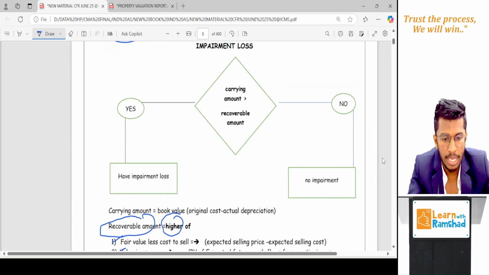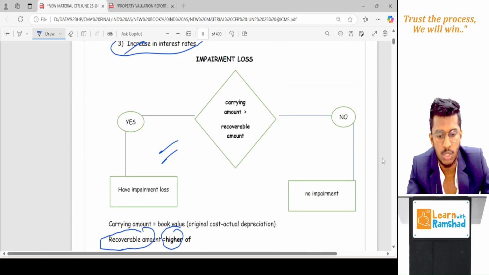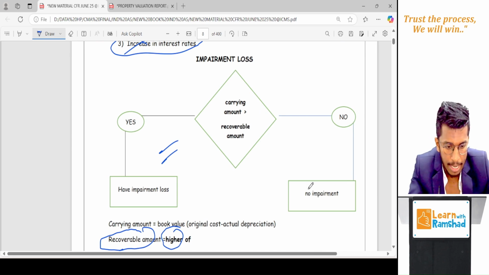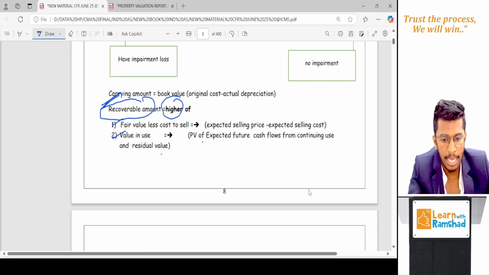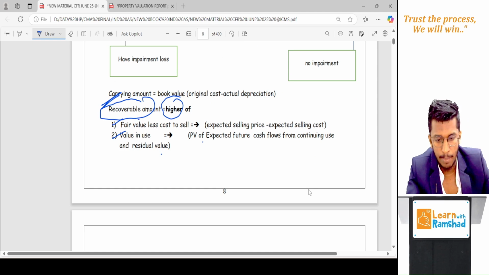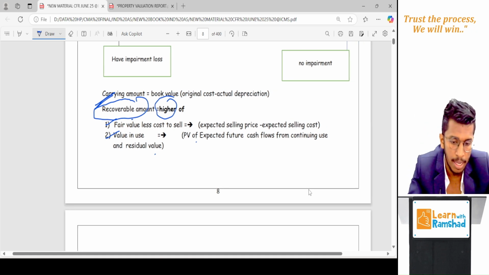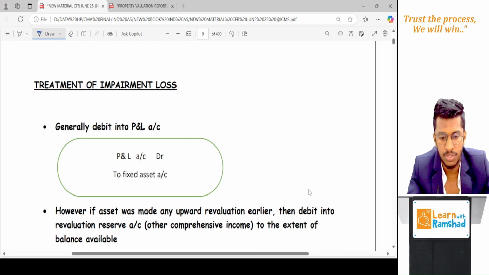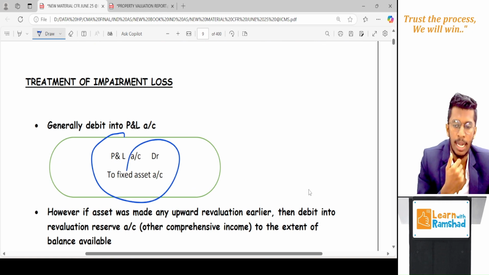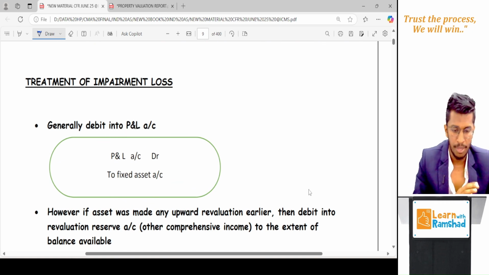Then how do we calculate impairment loss? This is the basic checking, and we give entire data: carrying amount, recoverable amount. Recoverable amount is the higher of fair value or value in use. This fair value is equal to this, and value in use is equal to this. And the basic treatment generally we take into P&L. So that is the discussion we made.